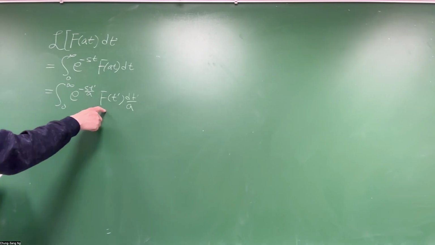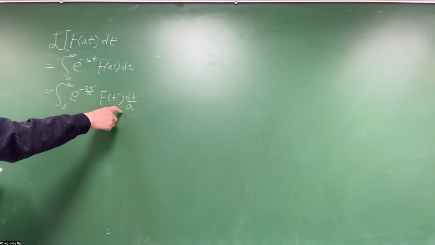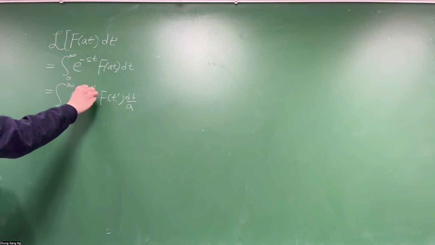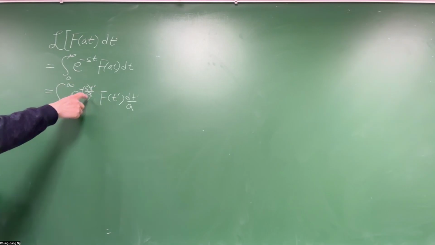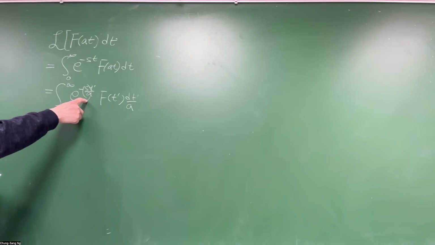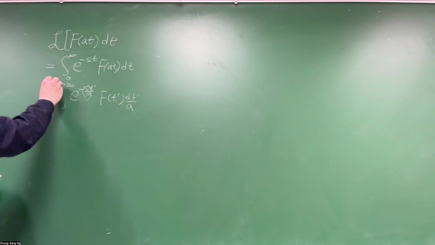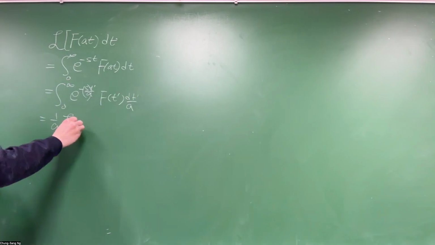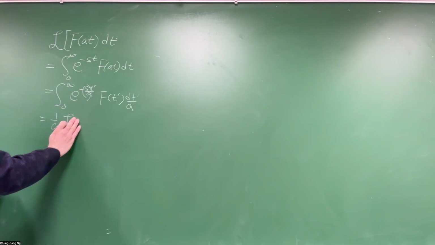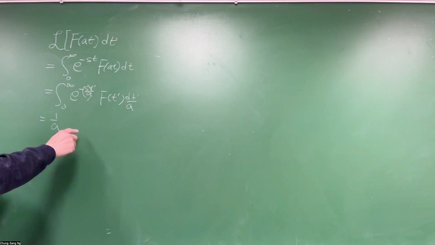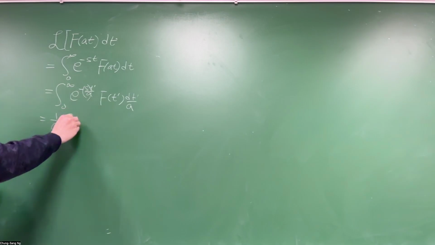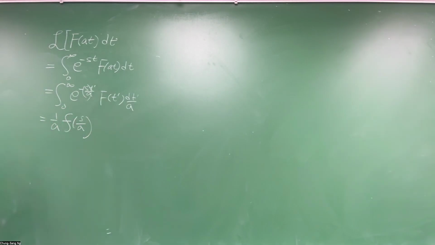Now, other than this factor of 1 over a, this is still the formula of the Laplace transform, except that s also changed. So s over a is the new s. The rest is just the Laplace transform, which we call little f, but now it depends on s over a. Very straightforward. Is that okay?